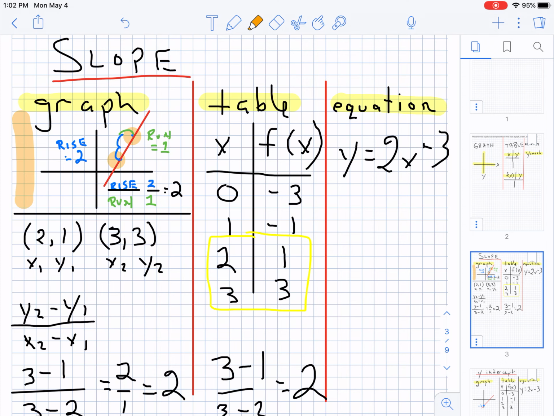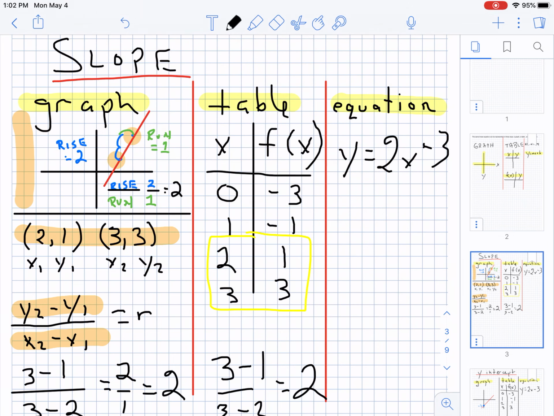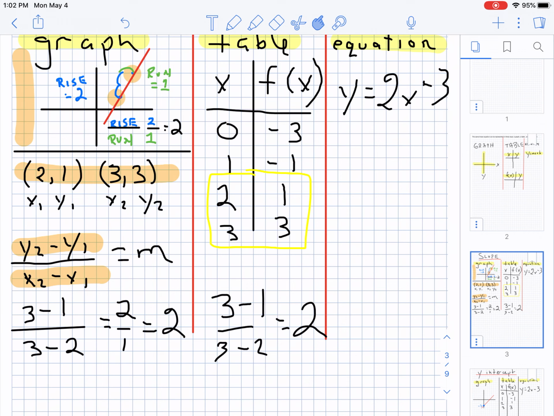Also, you can be given 2 points on a line like 2, 1 and 3, 3, and you can use the equation for slope to calculate slope. And the equation for slope is y2 minus y1 divided by x2 minus x1. And when you calculate slope in that way, you can see you would get the same answer, which is 2.